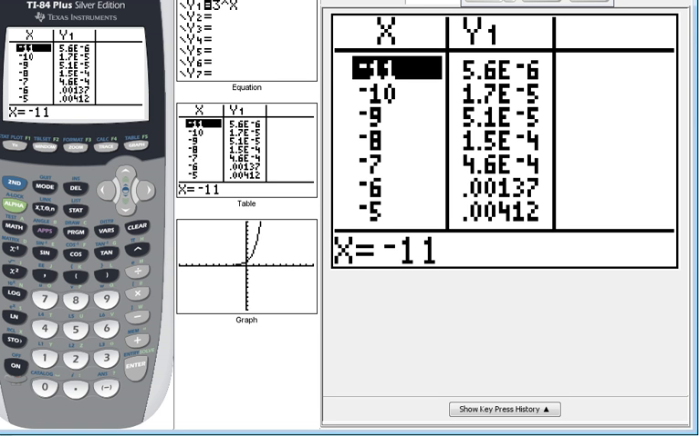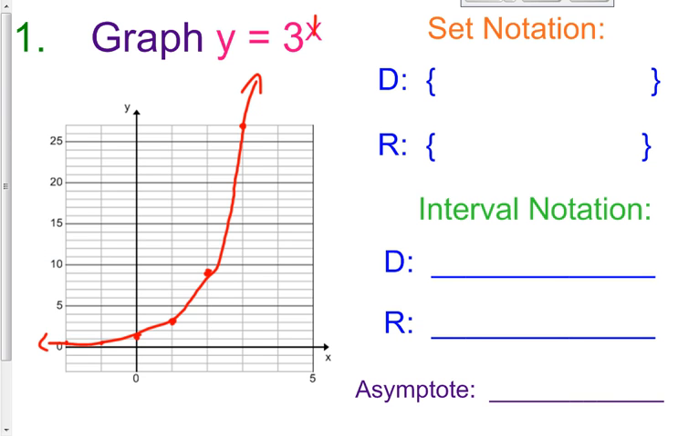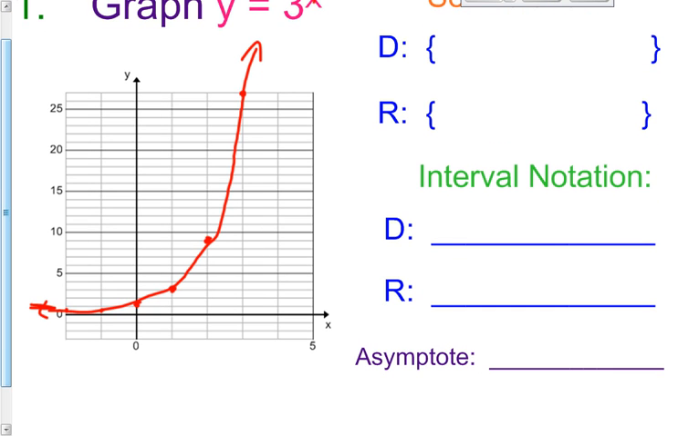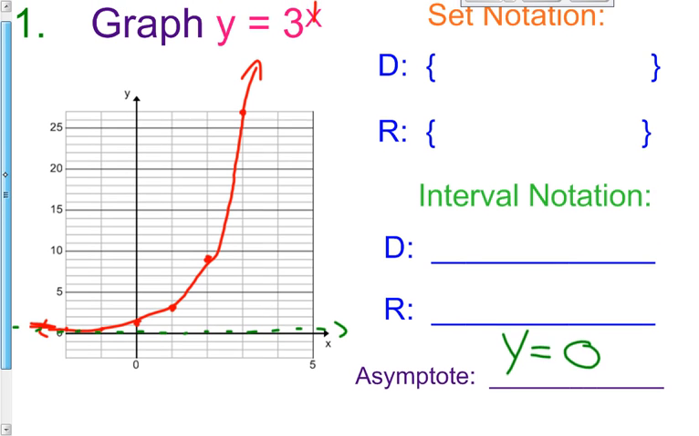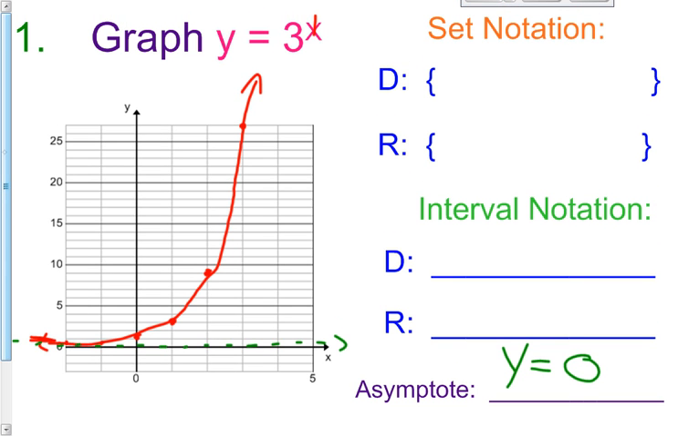However, it's still positive. So when it's still positive, I want you to see something on your graph. This red line right here is never going to go below the x-axis. Okay? It's always going to stay positive. So that's called an asymptote. Your asymptote is the x-axis, or the line y equals 0. So you can write that down in this asymptote part. Y equals 0. It's never going to go below the x-axis. So that's what I expect to see on your graph.